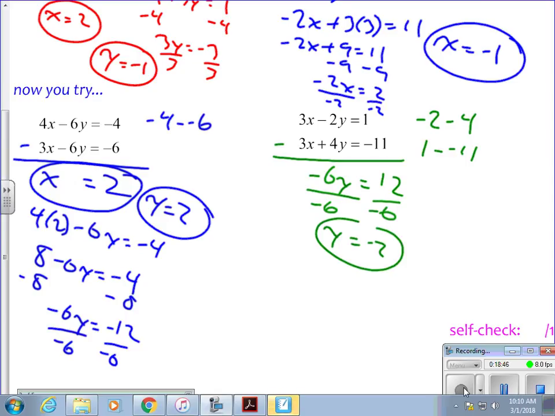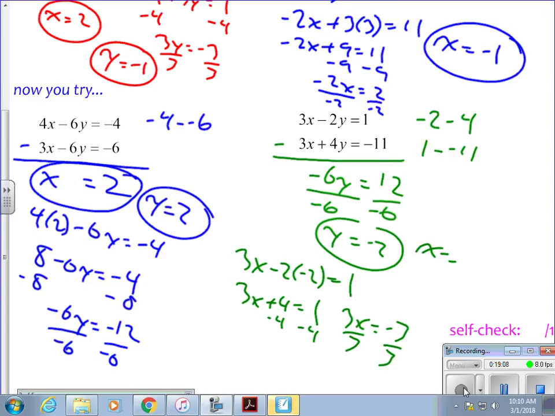Plug negative 2 in either one. So I'm going to plug into the top one again just because I feel like it. 3x minus 2 times negative 2 equals 1. 3x plus 4 equals 1. Subtract 4. 3x equals negative 3. Divide by 3. And I get x equals negative 1.